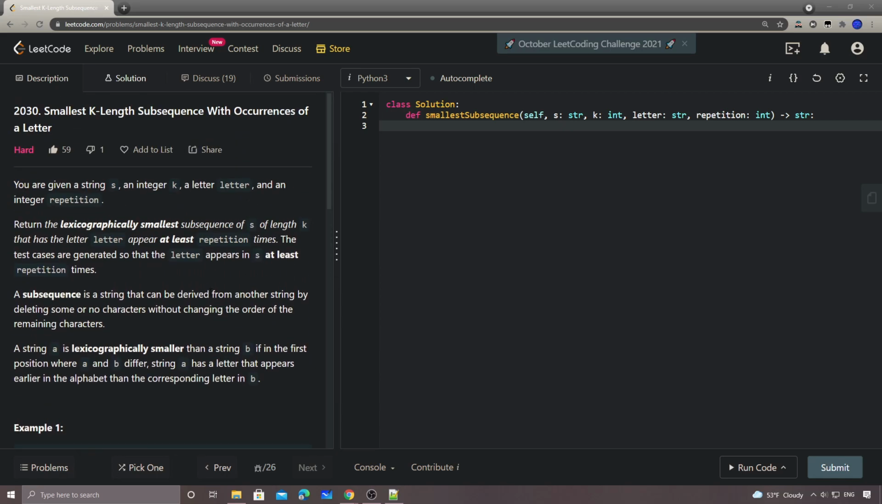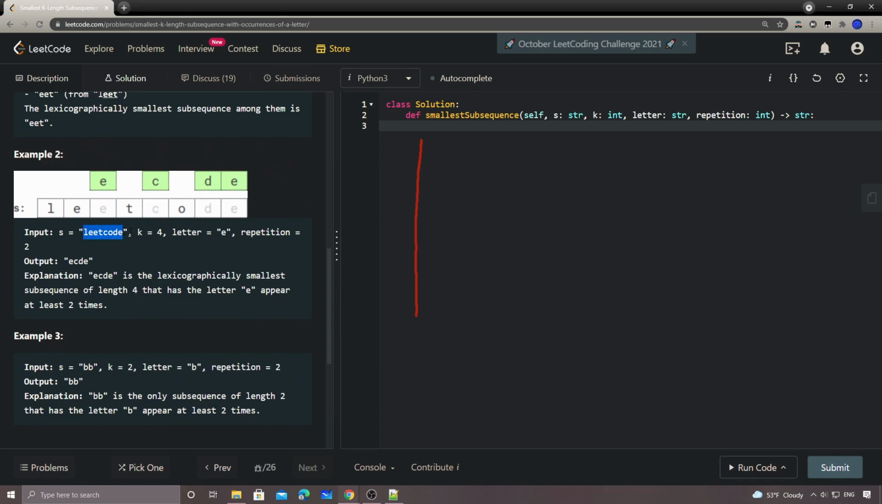So this one is a hard problem because this one has more constraints. Not only do we have these repetitions, for this one we only have one letter we need to worry about, and we want to make sure this one repeats at least this repetition times. And also we have this k length, which means the length has to be this length k. Okay, so for this problem we'll be using a similar approach.